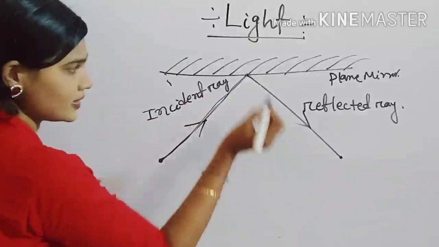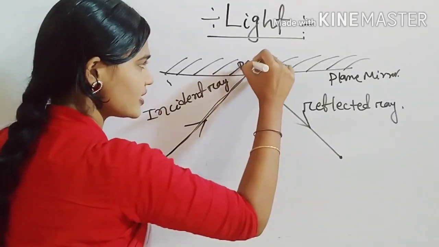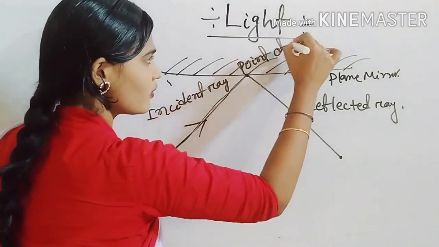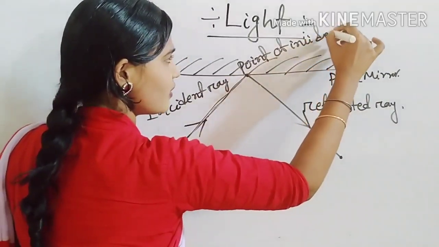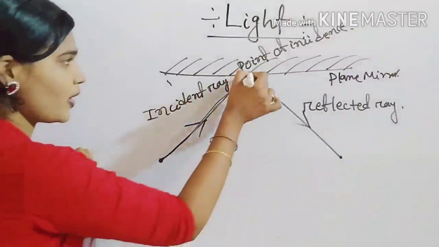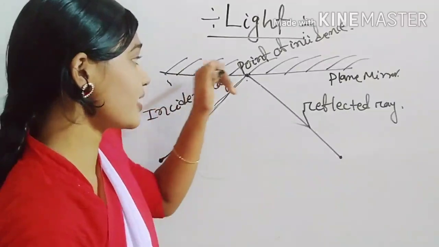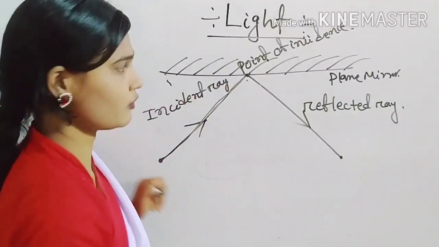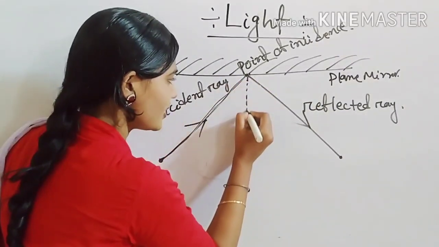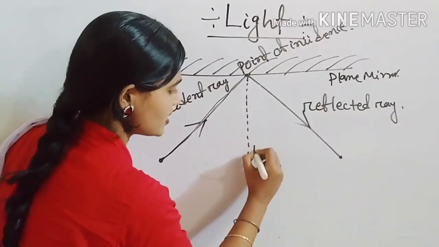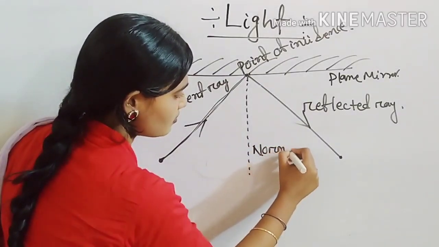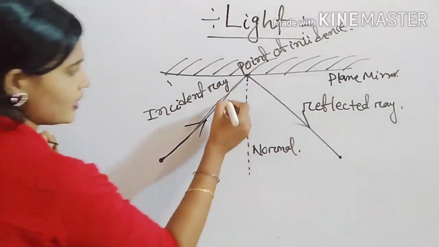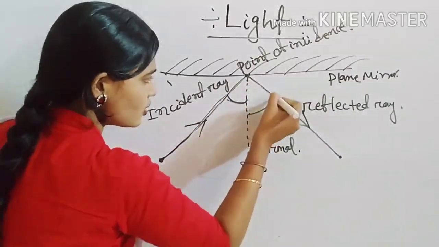We know that this is the point of incidence. What is the point of incidence? The point at which the incident ray falls is known as the point of incidence. Here is a normal line from the point of incidence. It is a normal. So here is the angle formed and here is also an angle formed.